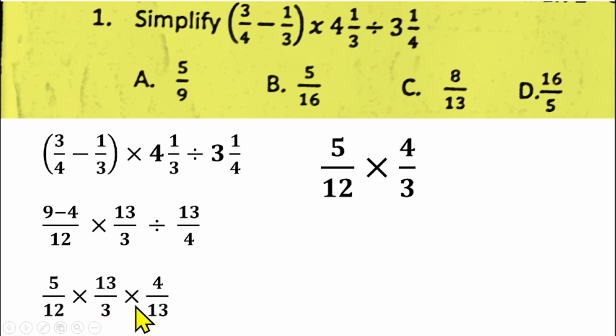But if you want to do it straight away, you can do it if you know what you are doing. Then from here, 4 can go in 12. That will be 3. So you are left with 5 times 1 over 3 times 3. That gives us 9. So that makes option A the right answer for question number 1.